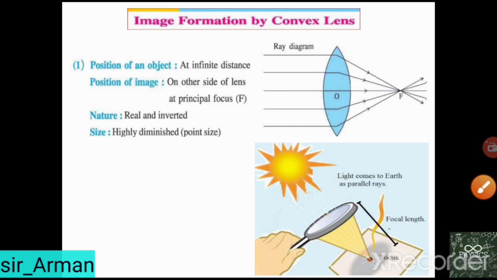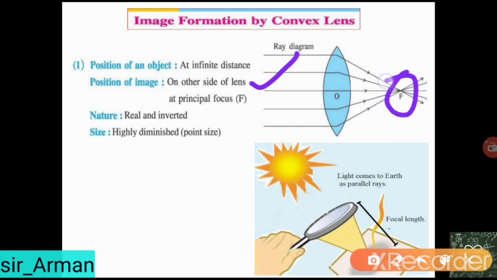So here, where is the object? Rule number 1 we are using. The object is at infinity. So rays are coming parallel, they will pass through the focus. Here the rays are meeting at the focus, and hence we can say the position of the image is on the other side of the lens at the principal focus, because it has 2 principal foci. So we have to mention which one.